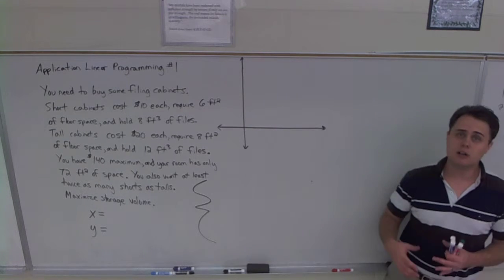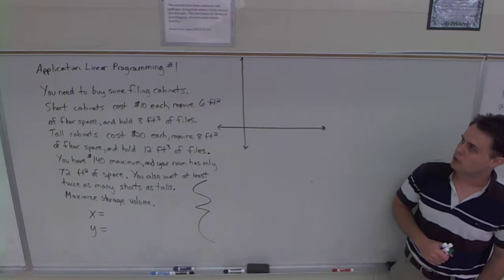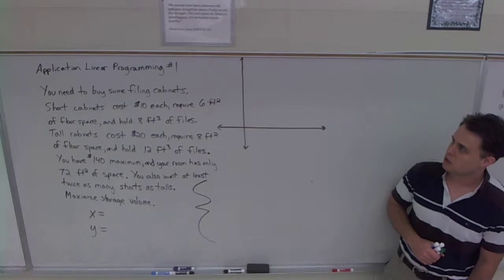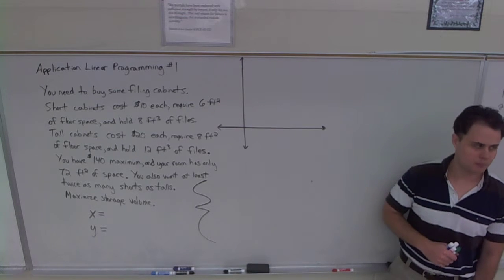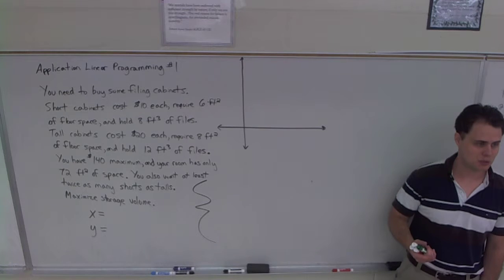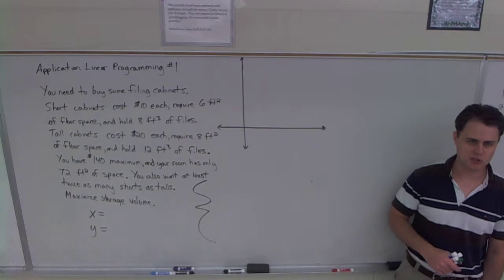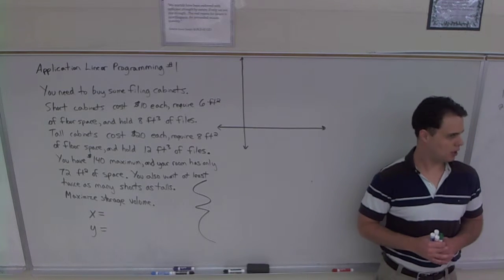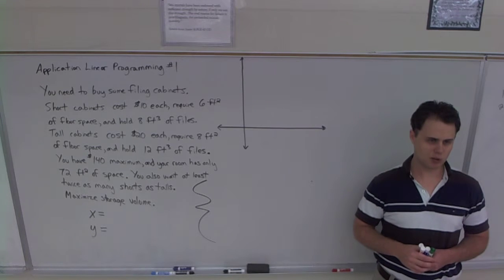All right, so I thought we'd look at our first linear programming example today. This one is about room organization, filing cabinets. We've got choices of how many types of filing cabinets for this problem. Just two. I could, of course, have given you tall, medium, and short filing cabinets.